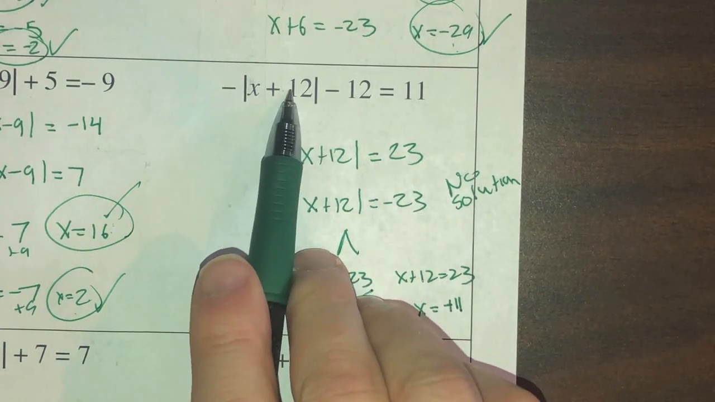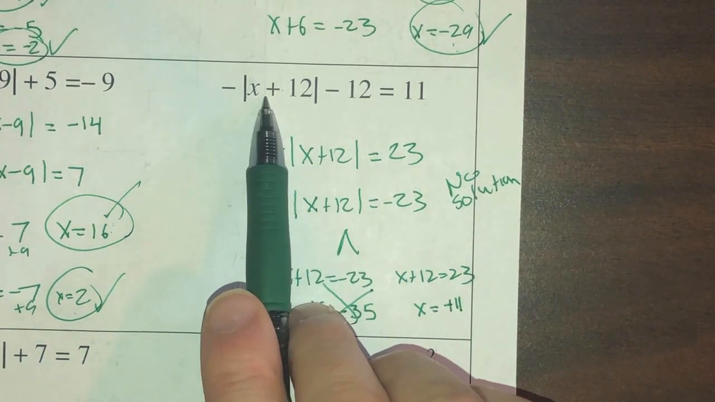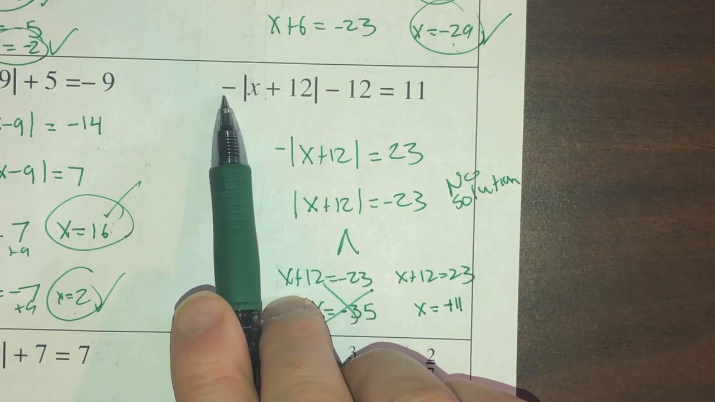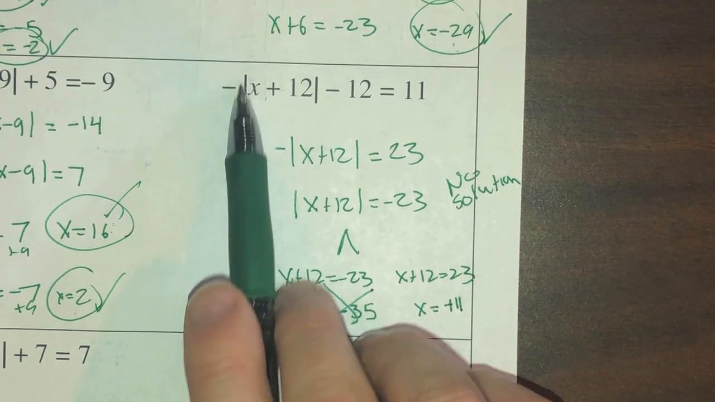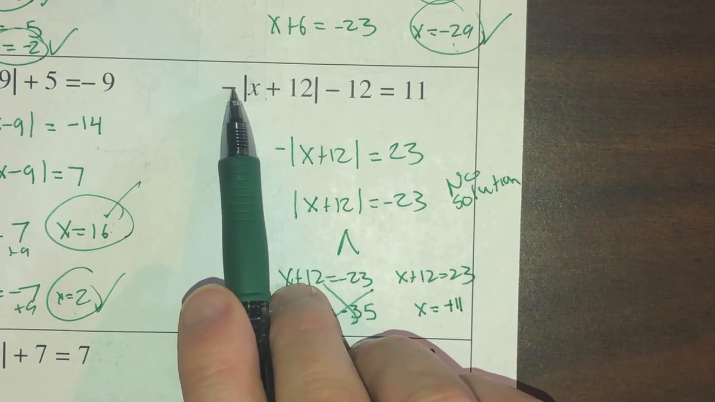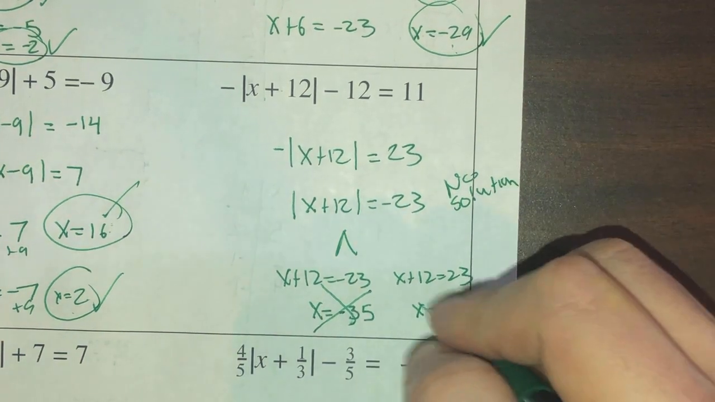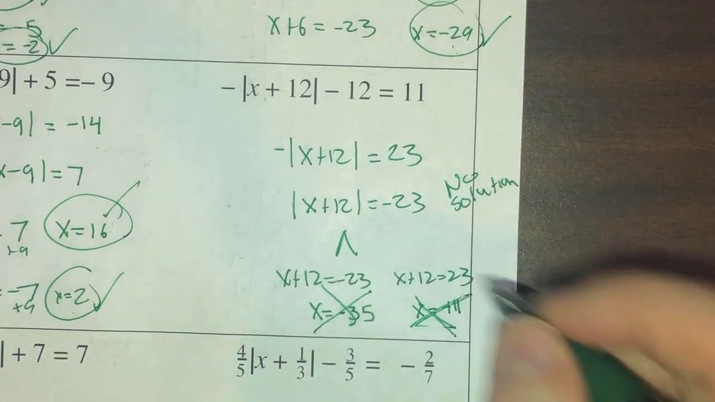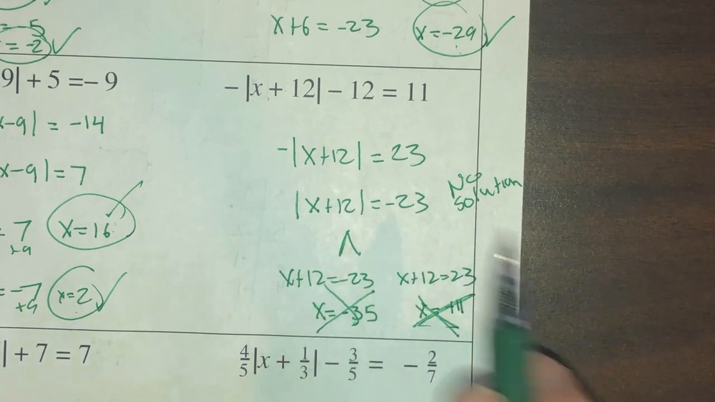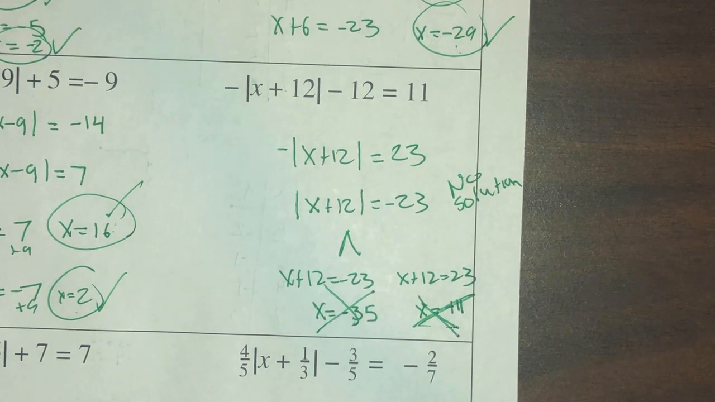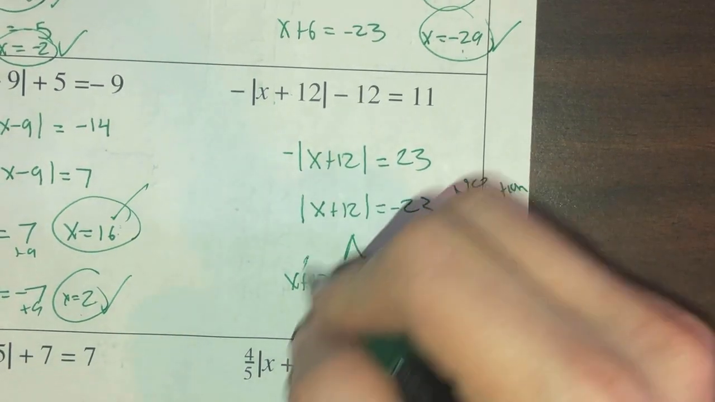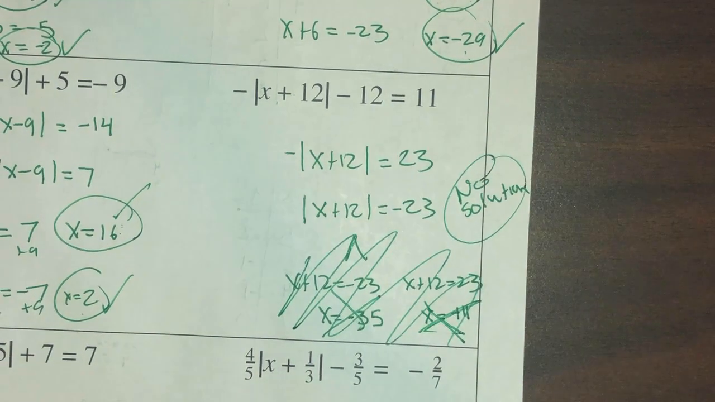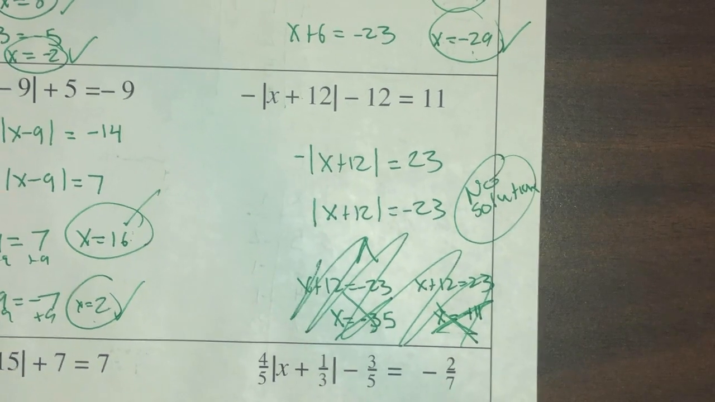11. 11 plus 12 is 23. Negative 23, because the absolute value of 23 is 23. This makes it a negative 23 minus 12. No. Okay? So notice how if you accidentally take off the bars and plug it in, that's why you plug it in. Because then, if you actually do that, you're going to see that neither of your values work, and that's because there was no solution on this one, okay?